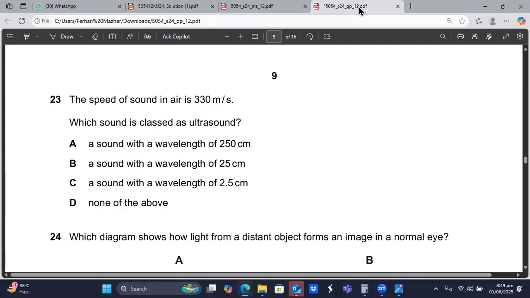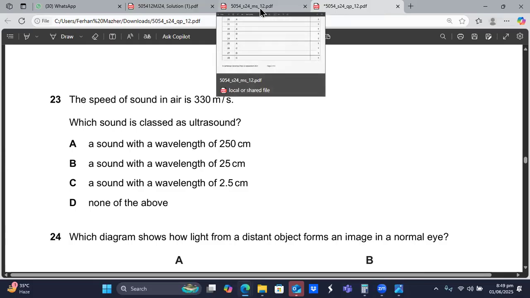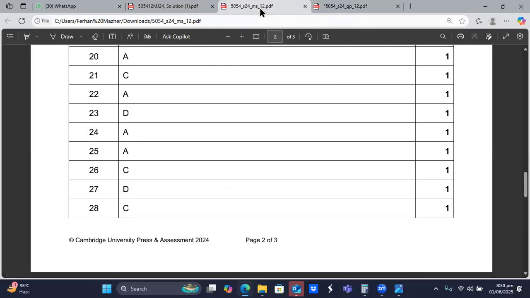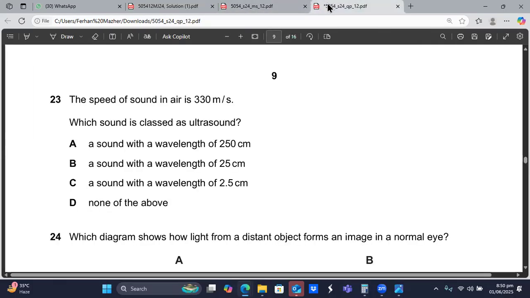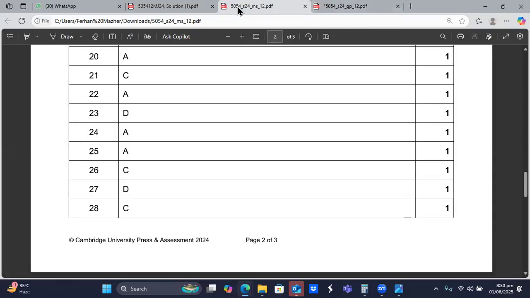A sound with a wavelength of 25 centimeters, a sound with a wavelength of 2.5 centimeters, none of the above. I think none of the above. In our textbook, in O levels, we have differentiated the ultrasound on the basis of the frequency. If the speed and the frequency is given, I can calculate the wavelength as well. But this was question number 23. Let's check. Question number 23, D is the right option, sir.